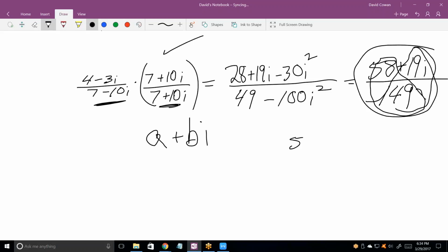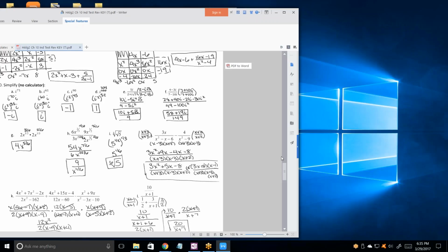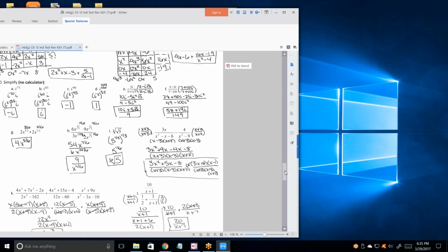So I'd end up with 58 divided by 149 plus 19 divided by 149 i. That's in a plus bi format. Let's see if she gave it in that format. No, she left it in the standard 58 plus 19i over 149. Because all that means is that she didn't require it in a plus bi format.